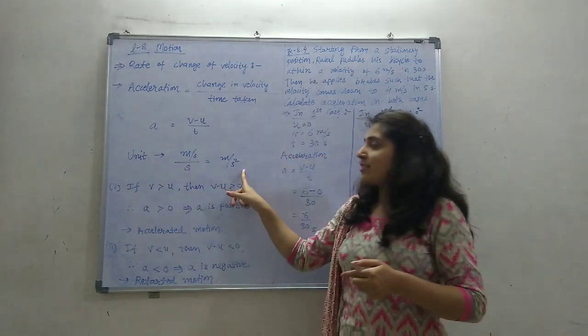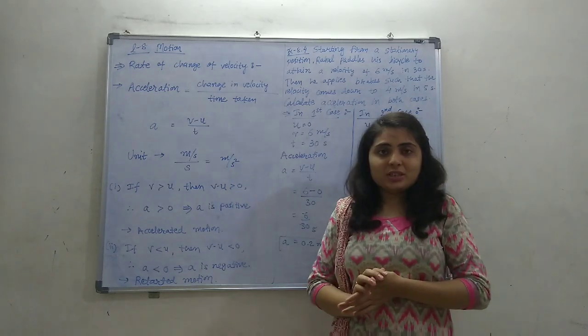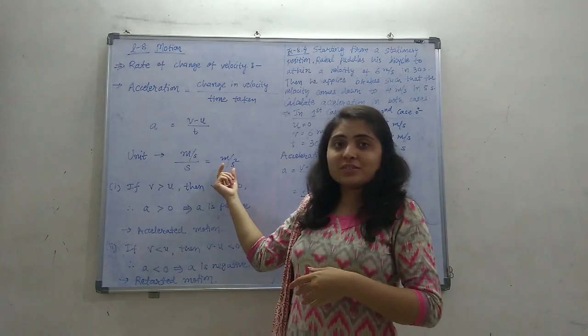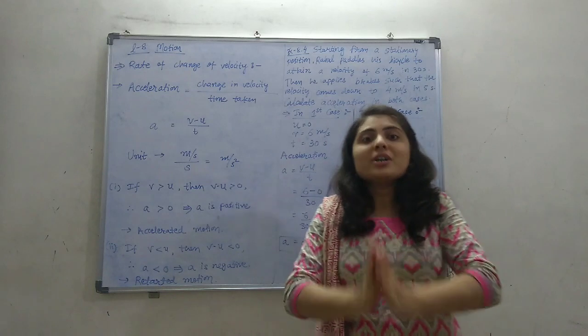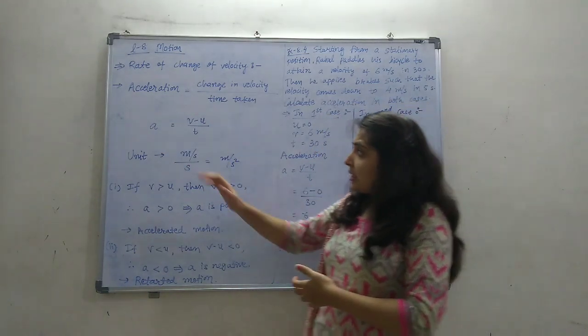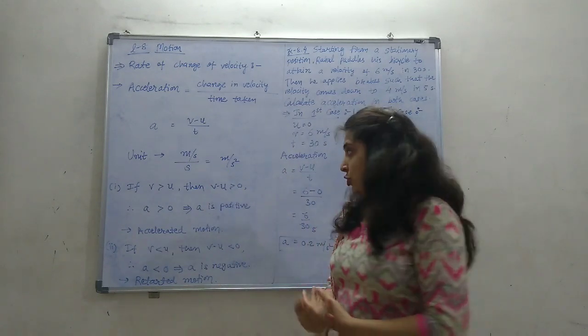So the unit for acceleration is meter per second square. Okay, so this is the unit for acceleration. Acceleration is measured in meter per second square unit. So this we need to remember. Here the acceleration is defined wherever there is a non-uniform motion.